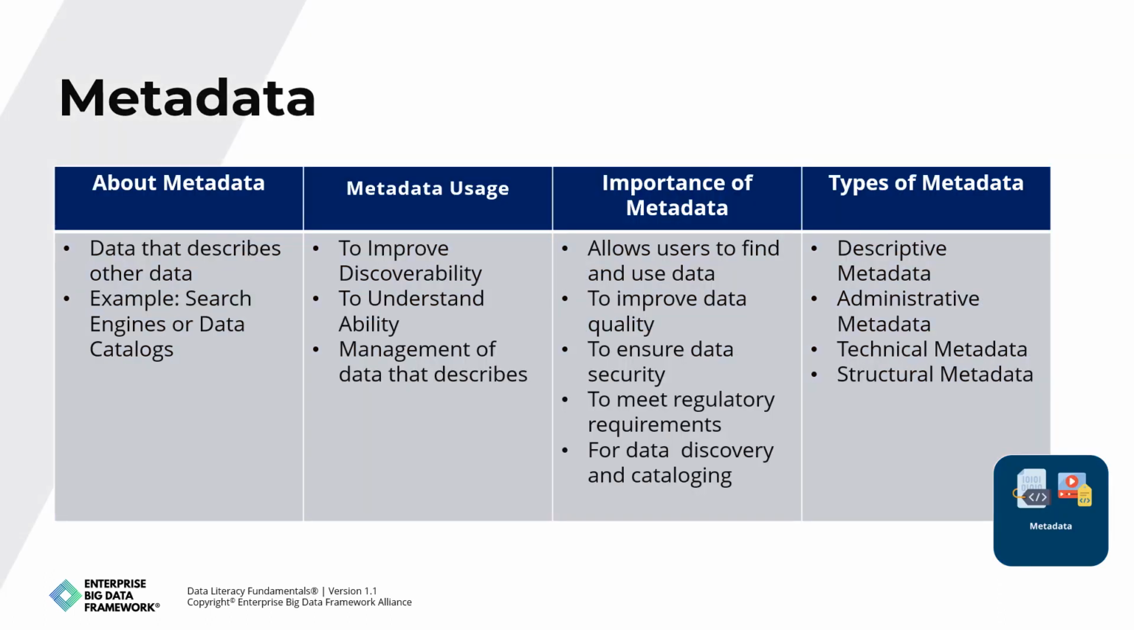Metadata is used to improve the discoverability, understandability, and management of the data it describes. Metadata is important because it allows users to find, understand, and use the data more easily. It can also be used to improve data quality, ensure data security, and meet regulatory requirements. Additionally, it can be used for data discovery and cataloging, for example, for search engines or data catalogs, which in turn helps to improve the discoverability and accessibility of the data.